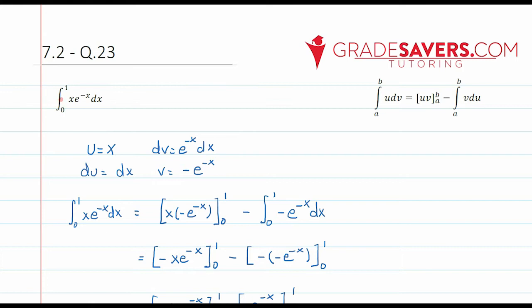The question reads, what is the integral from 0 to 1 of x e to the negative x dx? Since we're in section 7.2, we'll be dealing with integration by parts, and the formula for a definite integral is this formula right here. First thing we need to do is select our u.